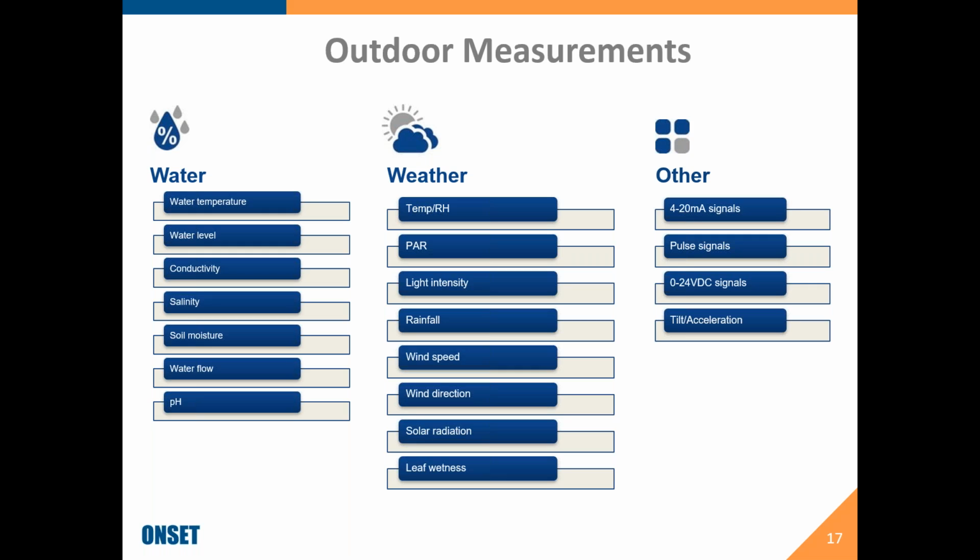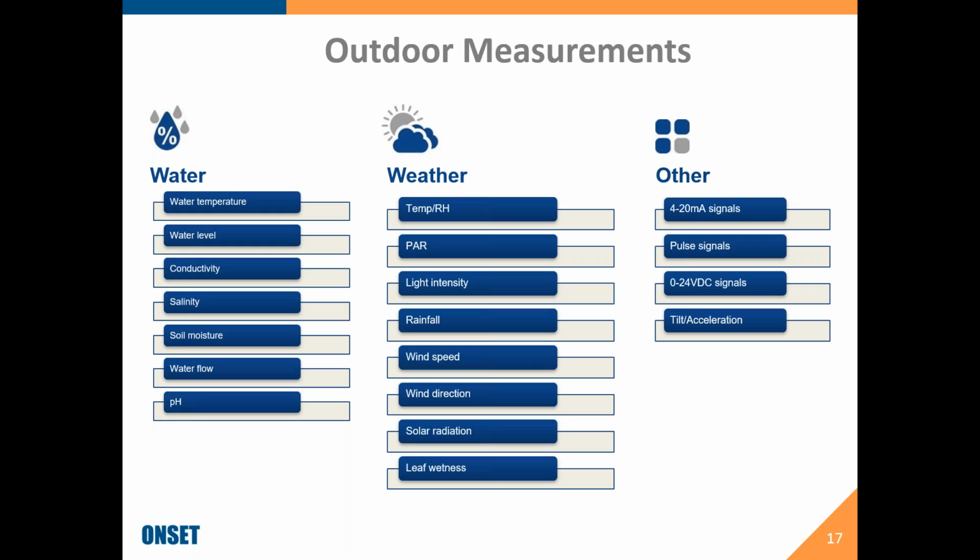Outdoor weather is temperature, relative humidity, PAR, which is photosynthetically active light. We have solar radiation, general purpose light intensity, rainfall, wind speed direction, and leaf wetness.